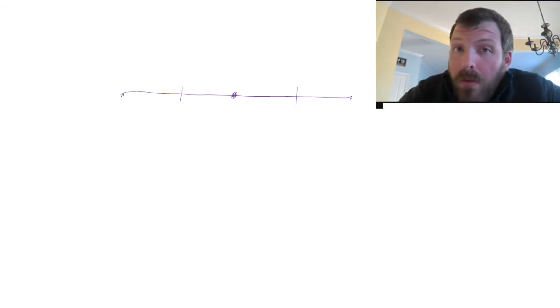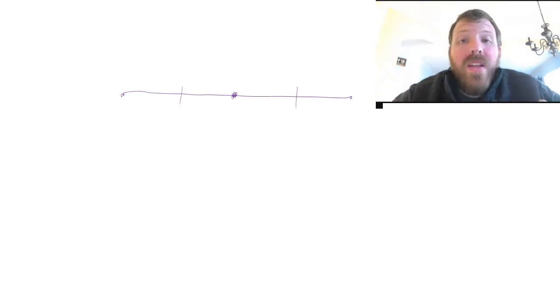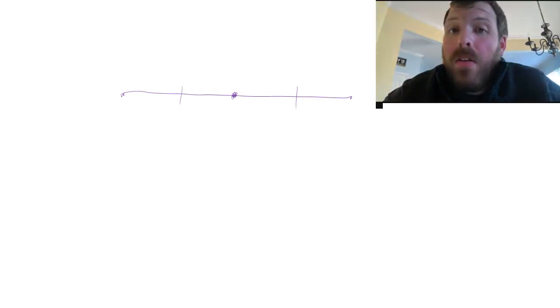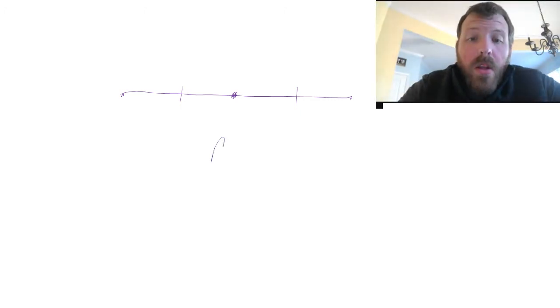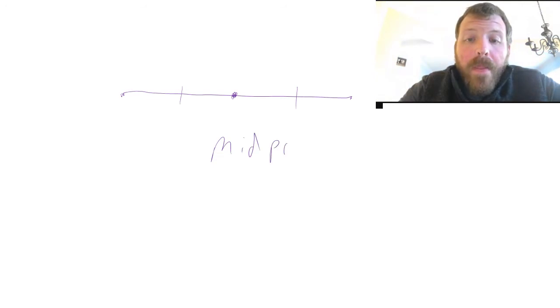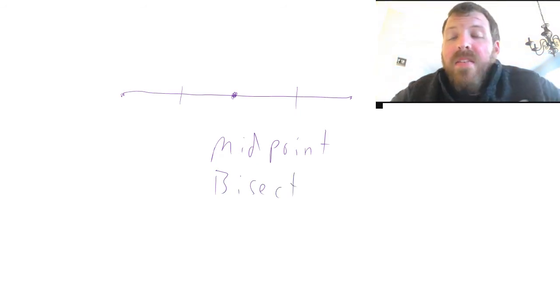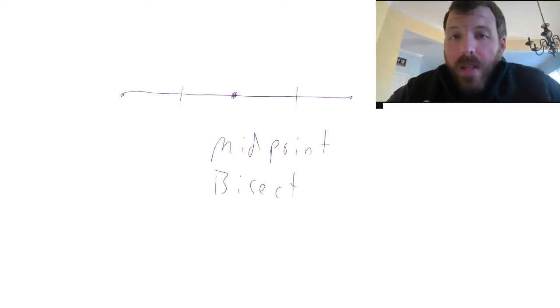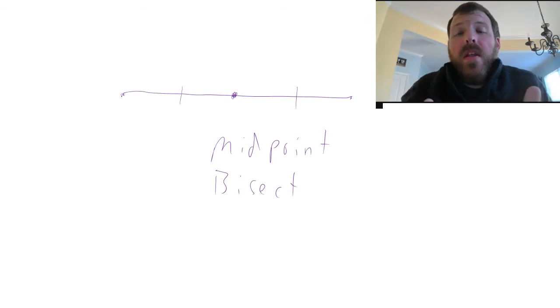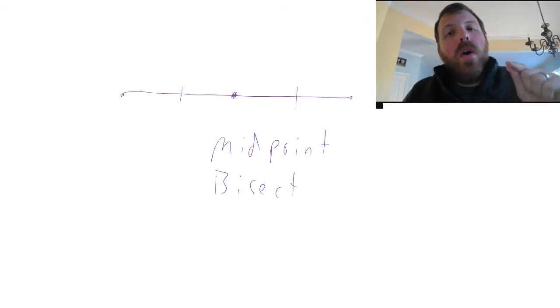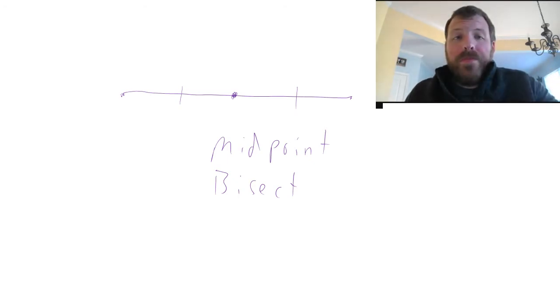So midpoint, big term. It's kind of the same thing as bisect, if you've ever seen that term. So midpoint and bisect, they mean almost the same thing. Bisect means that it's cutting something in half. A midpoint does that. A midpoint will cut a segment into two equal parts.